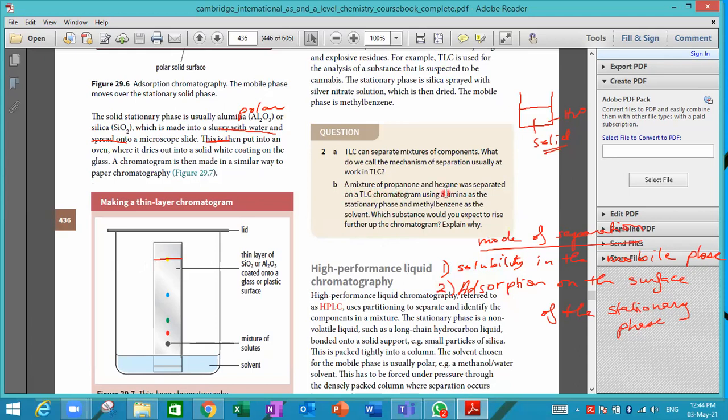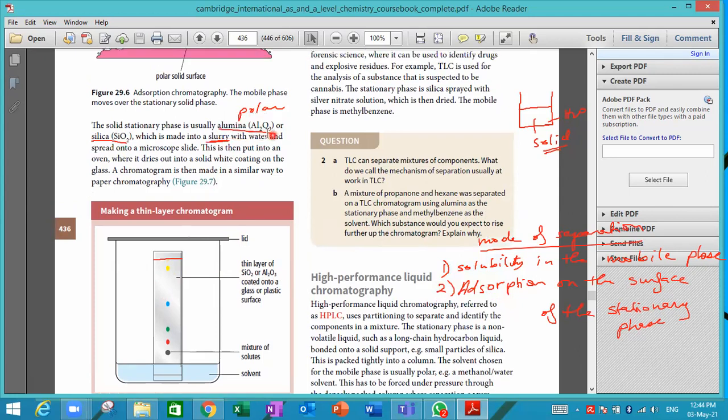A mixture of propanone and hexane was separated on an HPLC chromatogram using alumina as the stationary phase and methyl benzene as the solvent. Which substance would you expect to rise further up the chromatogram? Now, as I was just telling you, alumina is polar. It contains aluminum ions and oxide ions, so it is a polar stationary phase. So what will adsorb on the surface of the polar surface should be a polar solute. Okay? Yes. Because like dissolves like.